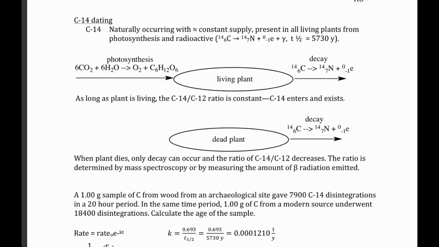But when the plant dies and then it's taken and made into maybe a clothing item or maybe some kind of a wood artifact, then the carbon-14 is not entering anymore, it's only exiting. And so the amount of carbon-14 decreases. And the ratio of the carbon-14 to carbon-12, or the other way around, can be determined by mass spectroscopy or by measuring the amount of beta radiation emitted.